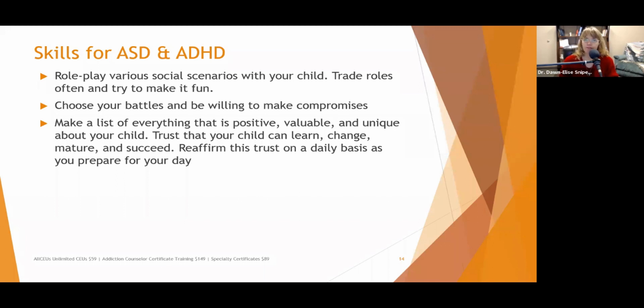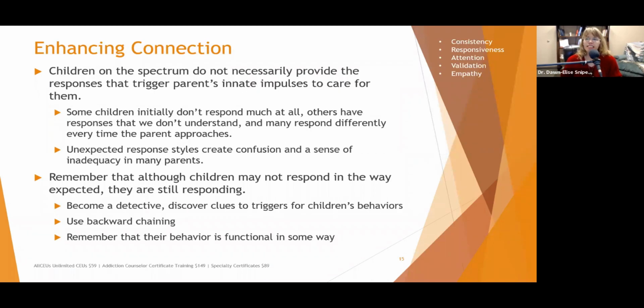Children on the spectrum do not necessarily provide the responses that trigger parents' innate impulses to care for them. Some children initially don't respond much at all. Others have responses that we don't understand, and many respond differently every time the parent approaches. So it's just like, I don't know what to expect. Unexpected response styles create confusion and a sense of inadequacy in a lot of parents. They want to understand and they don't, and they're like, there's got to be a clue in there somewhere, and sometimes there's not. Or sometimes the child may respond irritably because they have a stomach ache, but there was no way to know that.